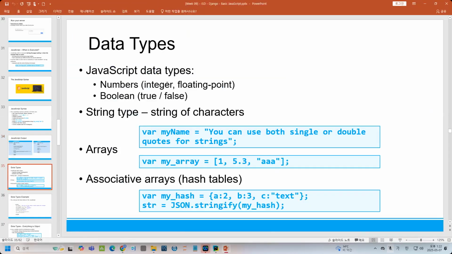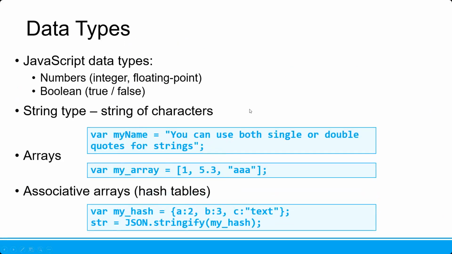Now, we will learn more things about JavaScript. First, JavaScript has some data types. For example, numbers. Numbers can be integer, or floating point. Floating point means 2.3, 3.14, and so on. There are some decimals. We can also have Boolean, true or false. We can also have the string type, or string of characters.